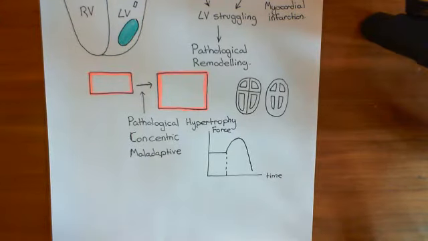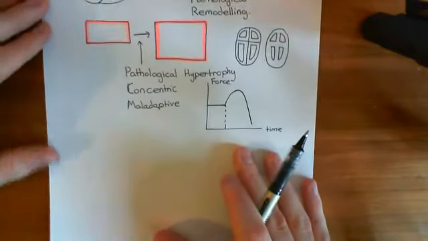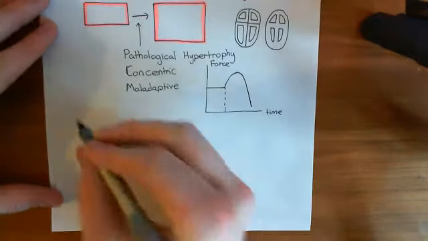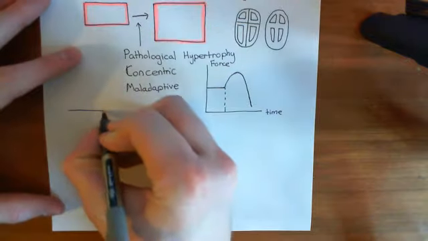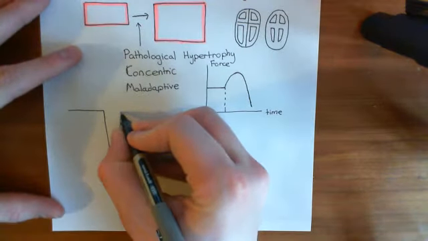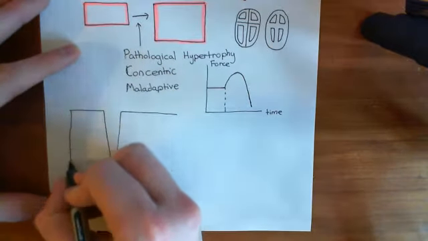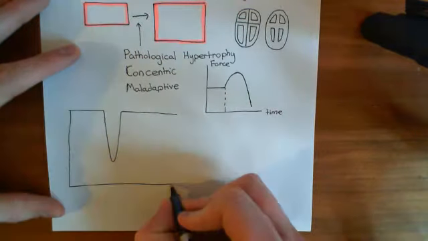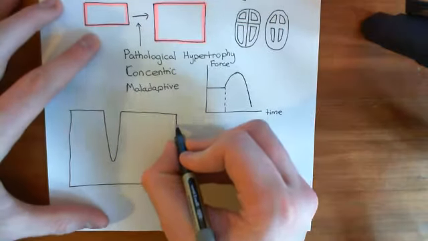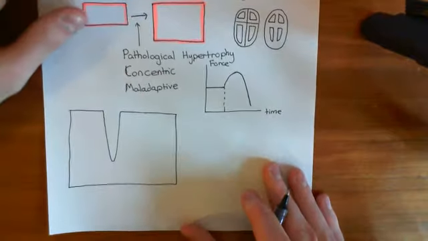Now what we're going to look at is defects in excitation contraction coupling. So let me just remind you of how excitation contraction coupling works within a cardiomyocyte. Let's say we're working with a ventricular cardiomyocyte, which means that they have these T-tubules. And it's worth noting that in atrial cardiomyocytes, the T-tubules are not present. Okay, so here is our ventricular cardiomyocyte.